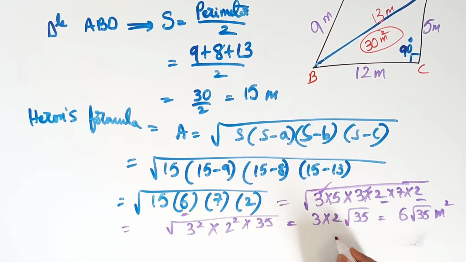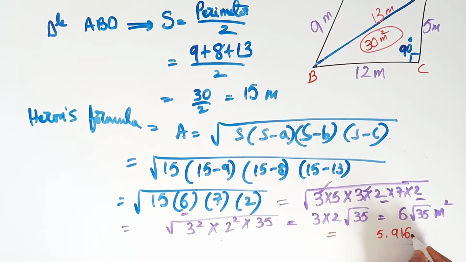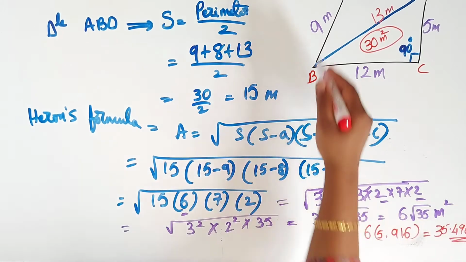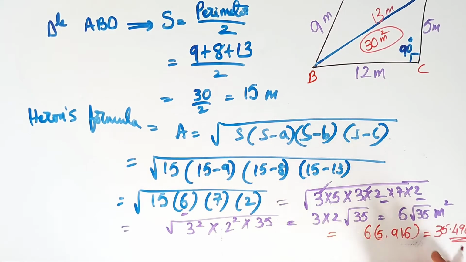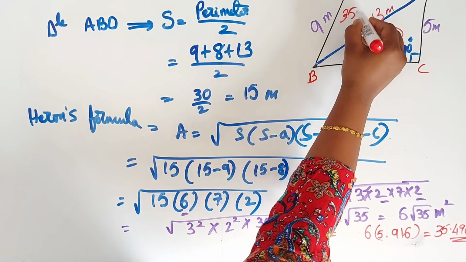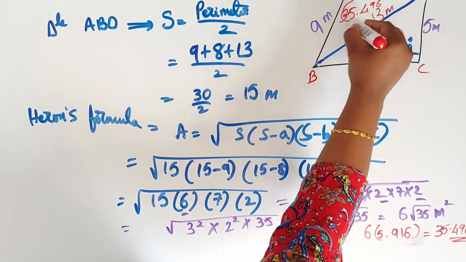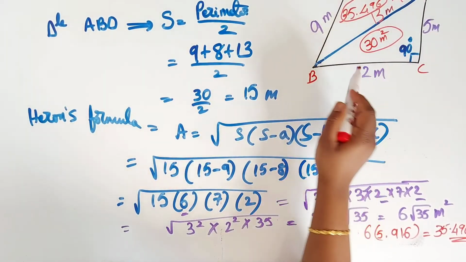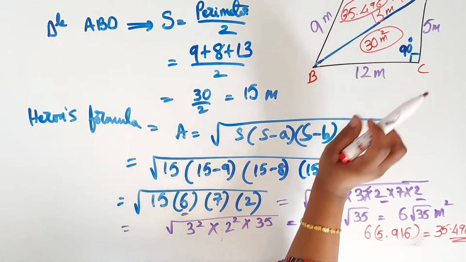Here root of 35 equal to 5.916 children. Into 6 is there already. Right? This equal to 35.496 meter square. This is the area of triangle ABD. We changed root 35. So it is 5.916 into 6 equal to 35.496 meter square children. So this is 35.496 meter square. So now we know this triangle area and this triangle area also.